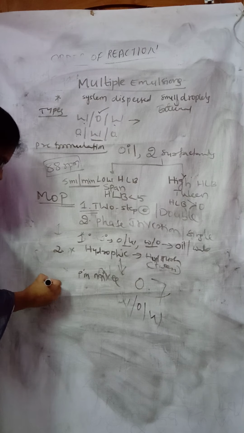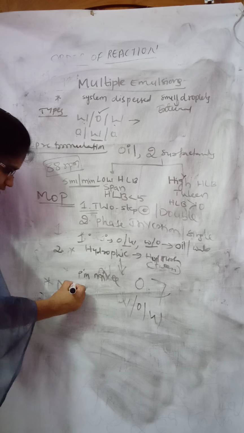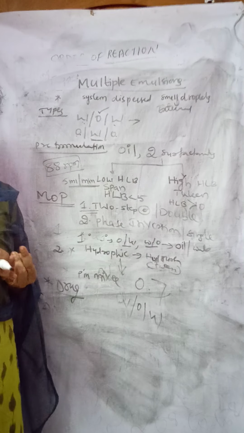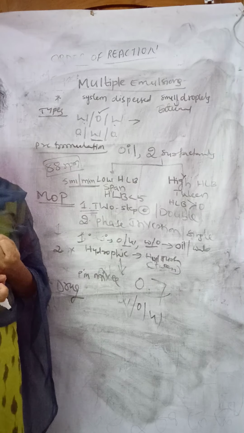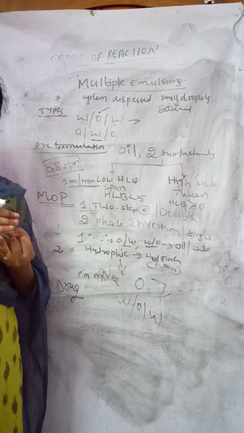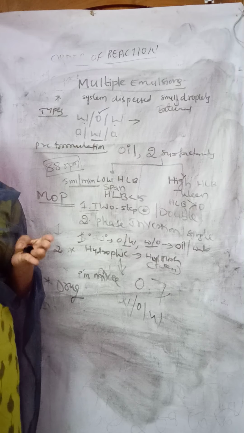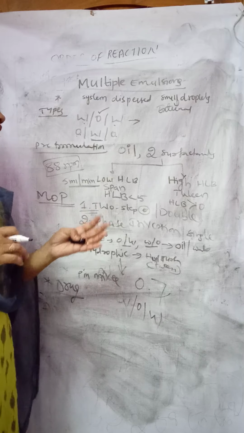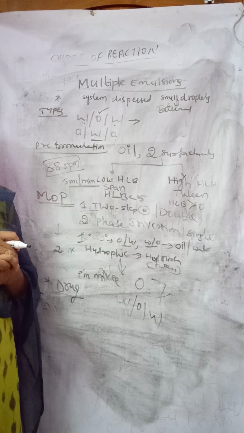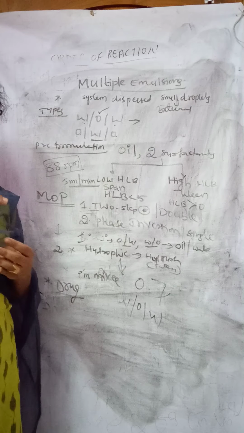Okay, so next we will see the drug release mechanism, how the drug will be released. The drug will be released from multiple emulsions by many mechanisms, like facilitated diffusion, and there may be a chance of rupture of the oil membrane or thinning of the oil membrane. Due to such mechanisms the drug will be released from the multiple emulsions.